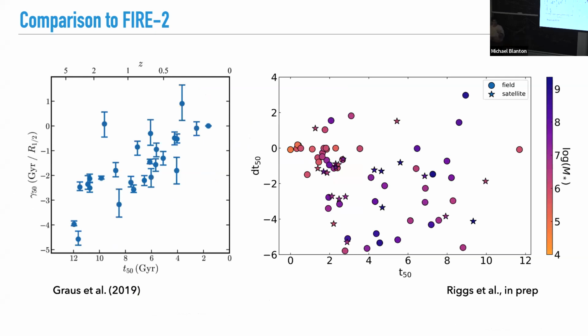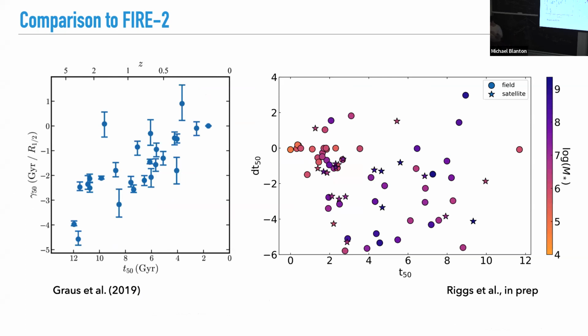However, if you measure T50, we are not in excellent agreement. Okay, so this is the same plot from FIRE, but now instead of measuring T90, the time when 90% of the stars form, they've measured T50, the time when 50% of the stars form, and they essentially find the same thing as when they look at T90. There's no difference between T50 and T90. If we look at T50, we get a scatter plot.